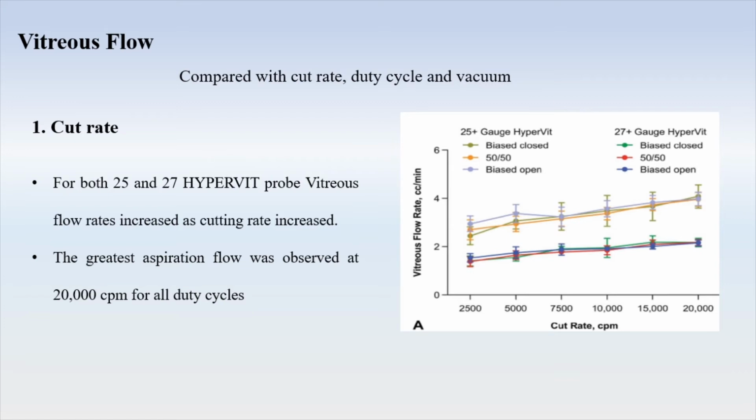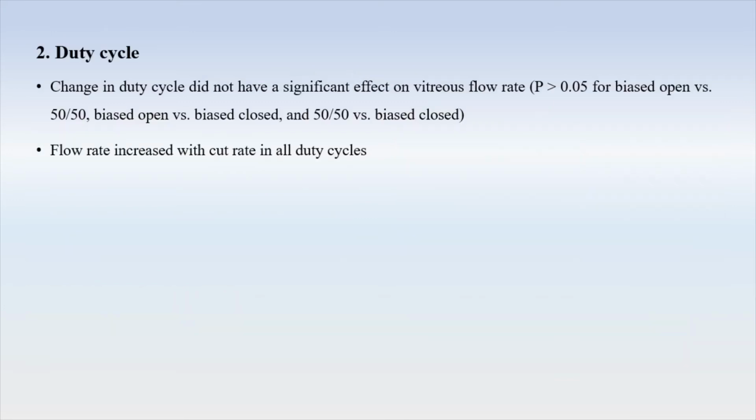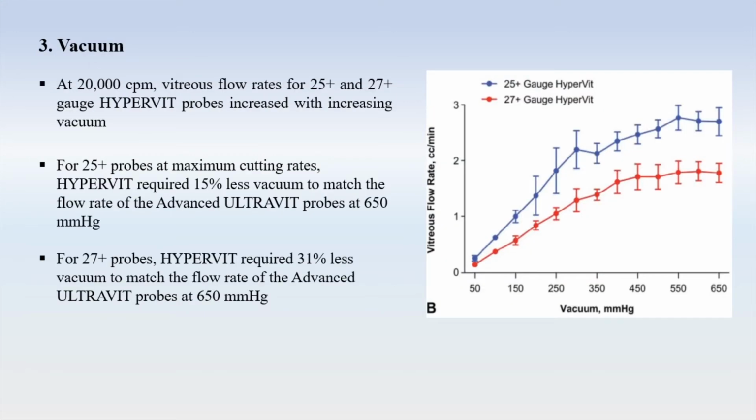Vitreous outflow was also similarly compared with cut rate, duty cycle, and vacuum. So with increase in the cut rate, they have seen that the vitreous outflow has increased. By now, we already know the reason why. Now, there was no change with the change in the duty cycle. The flow rate remained almost similar. And with change in the vacuum, it was seen that when the vacuum increased, the flow rate also increased. However, for hypervit, 15% less vacuum was required compared to the ultravit.